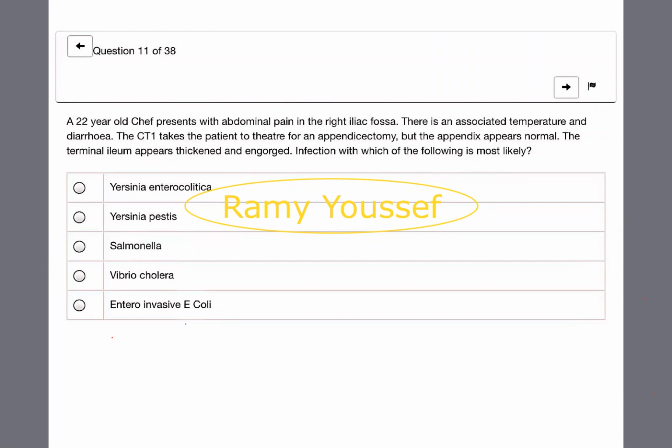He has a high temperature and diarrhea. Another thing I might think of is Salmonella. Bloody diarrhea, let me see. Bloody diarrhea is with invasive E. coli. Watery diarrhea is with Vibrio cholerae.